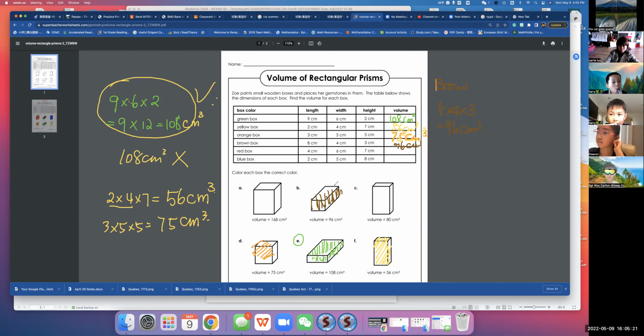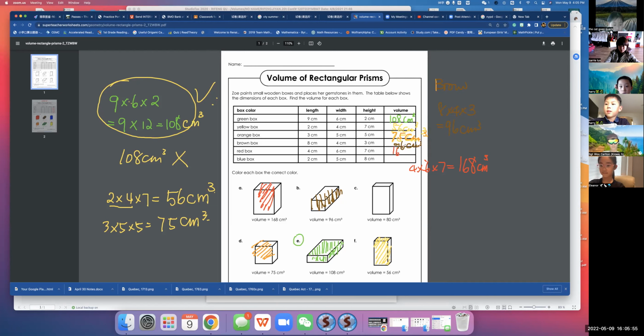Okay, next one, Harry, red box. 4 times 6 times 7 equals 4 times 42, which equals 168. So what is the unit, Harry? Centimeters cubed. Okay, so that's the first one.